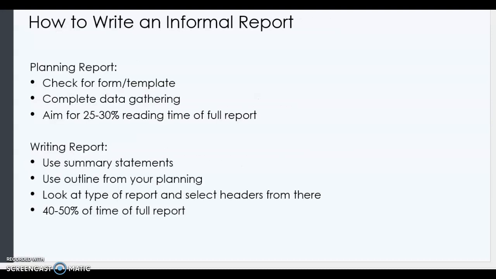So how do you write an informal report? Well, planning a report, check for the form or template. Complete data gathering, aim for 20 to 30% of the time of the full report. For writing the report, we'll use the summary statements. Use the outline from your planning. Look at the type of report and section headers from there. It'll be 40 to 50% of the time of the full report.